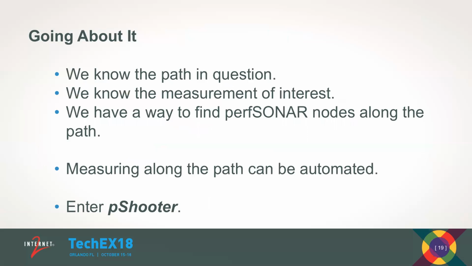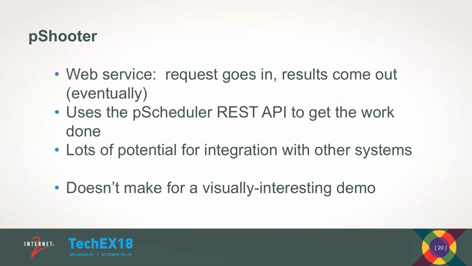So we know what the path is because that's just come out of a trace. That's pretty easy. We know what the measurement is that we're interested in. People who are complaining about throughput problems, we might look at the throughput results, or even we might look at latency to see what's going on there. And we also have the previously described way to find perfSONAR nodes along the path. If you have all three of those, that means that doing a whole bunch of measurements along that path can be automated, and that's where pShooter comes in.